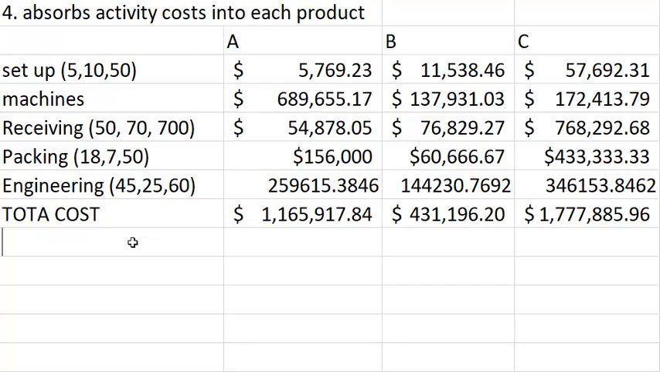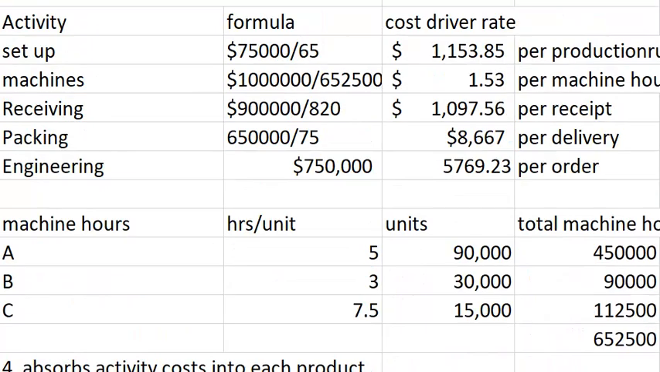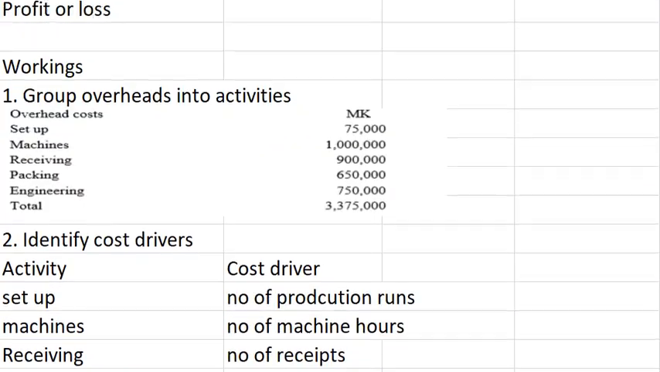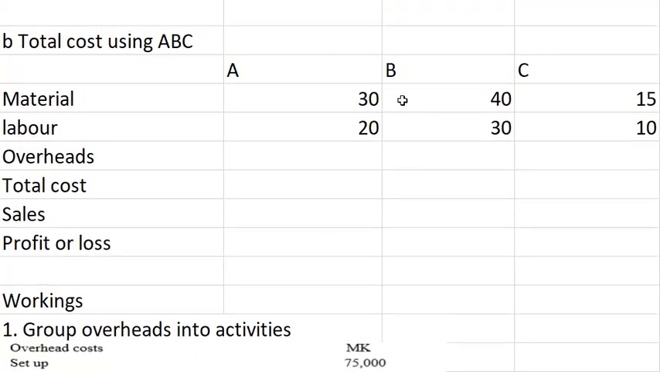Okay, now the question wants us to calculate. If you look at the cost above, let me go back. If you look at the cost above, these costs are not in total. They are per unit. So we should make sure that the overheads are also calculated per unit. So we are looking for this figure, overheads. That's what we are looking for.